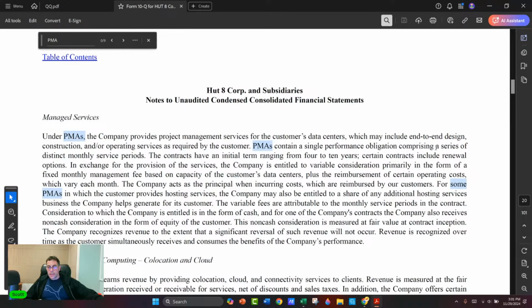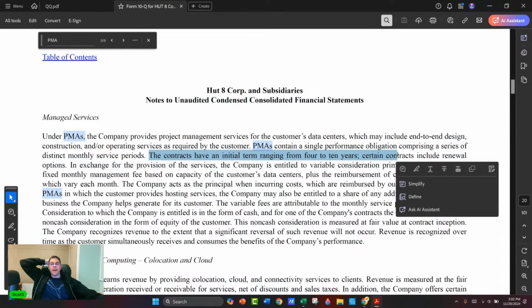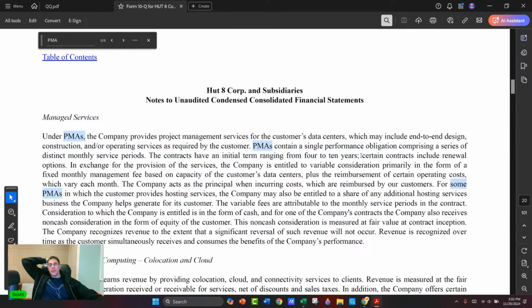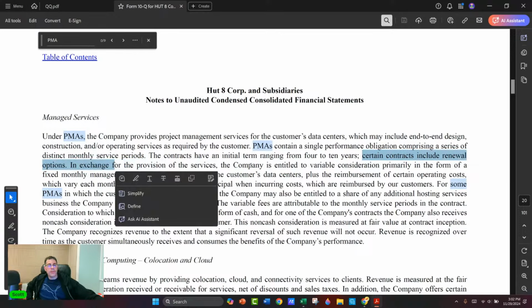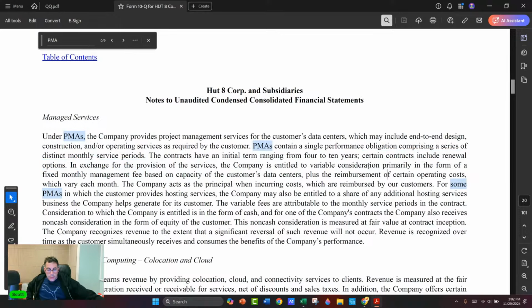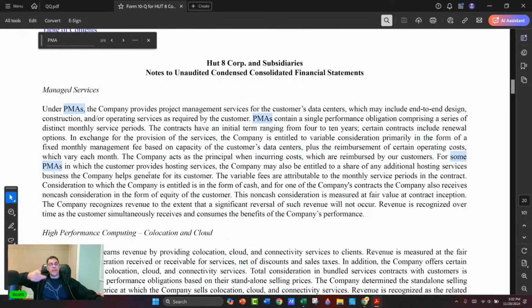PMAs contain a single performance obligation comprising a series of distinct monthly service periods. The contracts have an initial term from 4 to 10 years. This is what they're building out in Texas. These new mining centers. Certain contracts include renewal options in exchange for the provision of services. The company is entitled to various consideration, primarily in the form of fixed monthly fees. So these are the agreements it has with its customers. This is how they make money. The company acts as the principal when incurring costs.